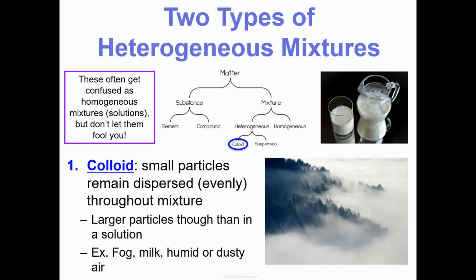Think of, for example, dusty air. There's wind storms that can have a lot of sand or dust in the air. And those are small particles and they are evenly spread throughout the air, making that a colloid heterogeneous mixture.